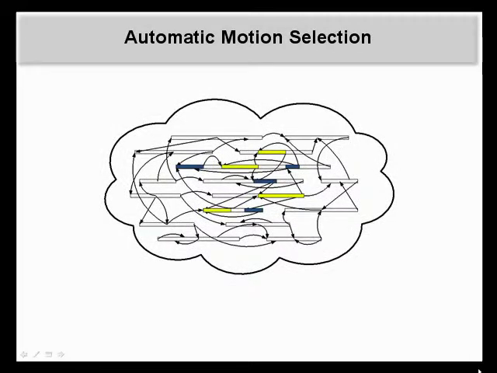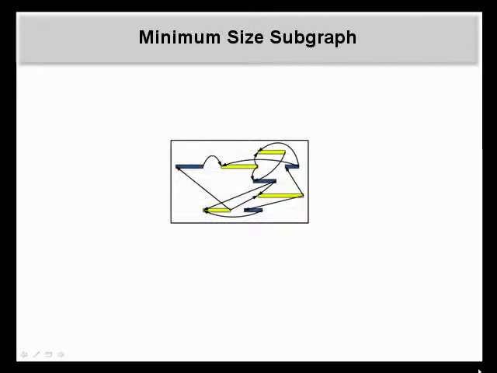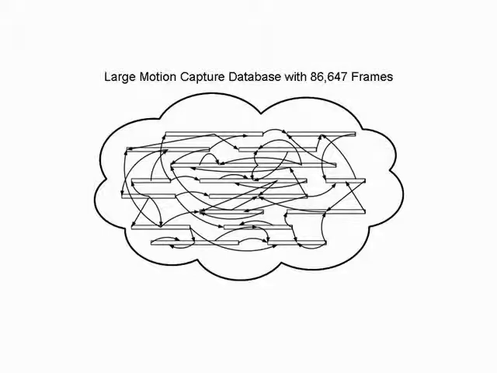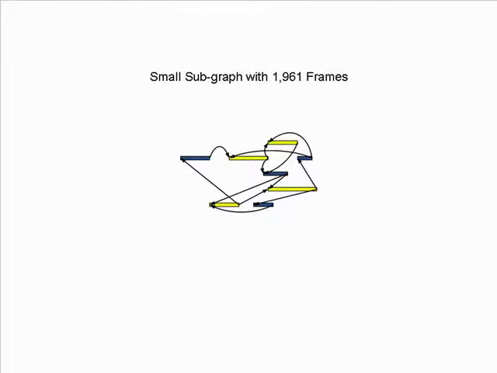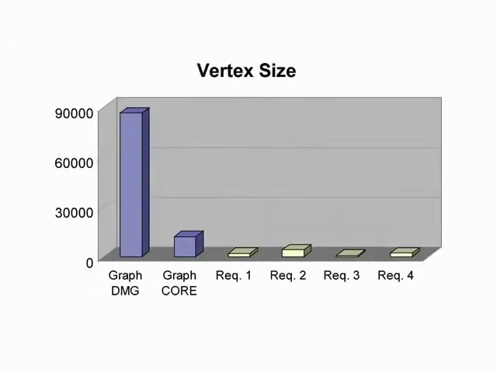Our approach then automatically finds additional motions in the motion database that result in good connectivity between the user-selected motions and keeps the size of the motion graph as small as possible. Our algorithm can scale to very large motion databases. In our experiments, we build a large motion graph from over 86,000 motion capture frames sampled at 30 Hz. Experiments show that our algorithm consistently generates subgraphs with small graph sizes while satisfying all of the user requirements.